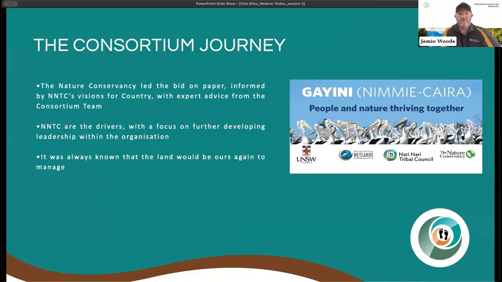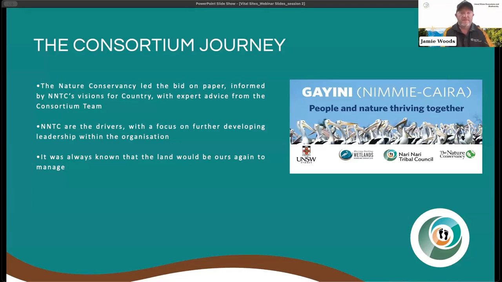NNTC are the drivers with a focus on furthering developing leadership within the organisation. It was always known that the land would be ours again to manage. And we have some beautiful consortium partners. We did go through a process where we had a few try and join, but not with the same shared vision and outcomes that the four of us that sit here today and help manage, and the expertise that are guided by these other organisations such as the Nature Conservancy, the University of New South Wales, the Centre for Ecosystem Science, the Murray-Darling Wetlands Working Group, and of course ourselves, Narrunga Tribal Council.